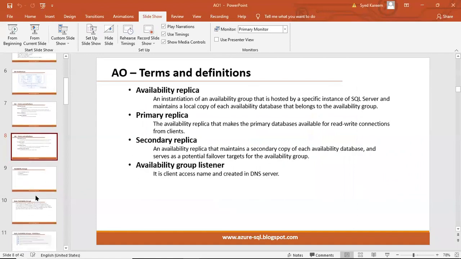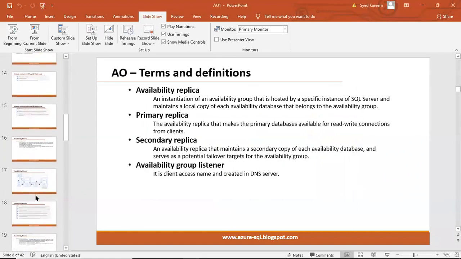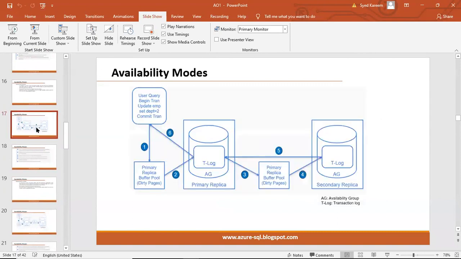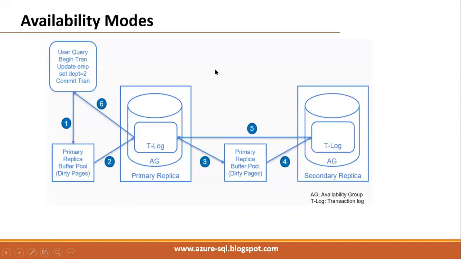But before that, we'll see the architecture. We'll see the synchronous and asynchronous mode options. Two options are available for us. Availability modes here means one is synchronous mode, and the second one is asynchronous mode.